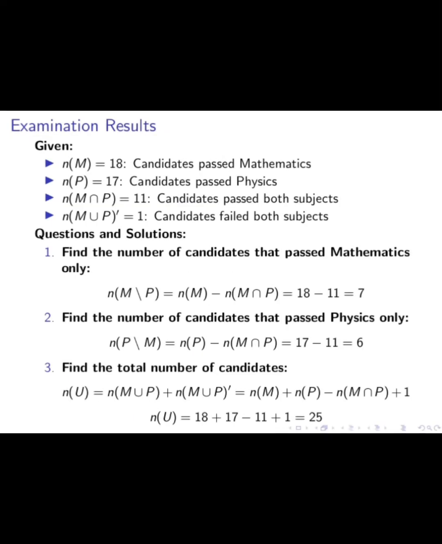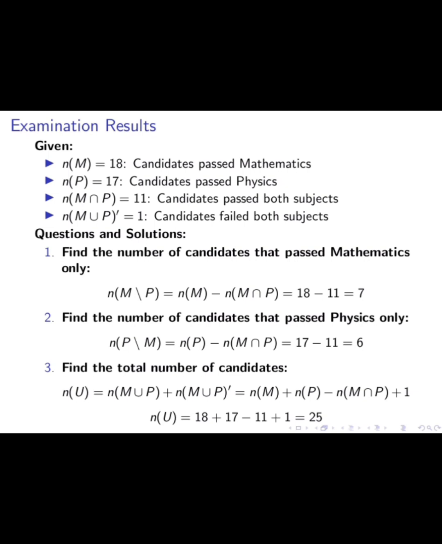A set question alongside with some principles of probability, and you can see clearly we have the number of students that pass mathematics to be 18, that pass physics to be 17. The students that pass both subjects, mathematics and physics, should be 11, and the number of students that failed both, that is (M union P) prime, equals 1. So they want us to find the number of candidates that passed only mathematics, that passed only physics, and the total number of candidates.